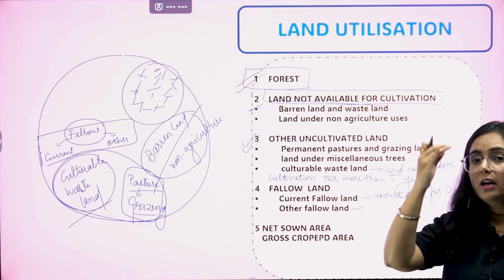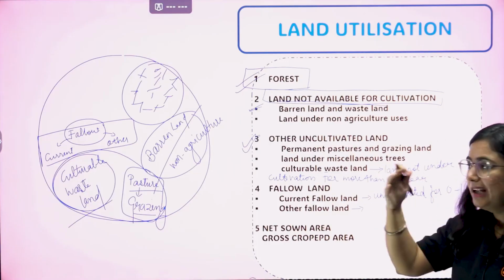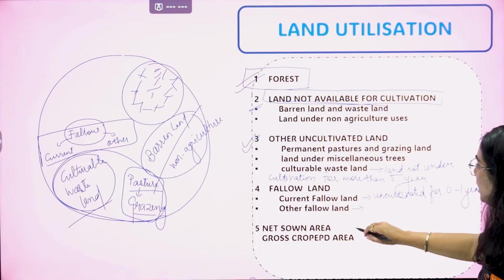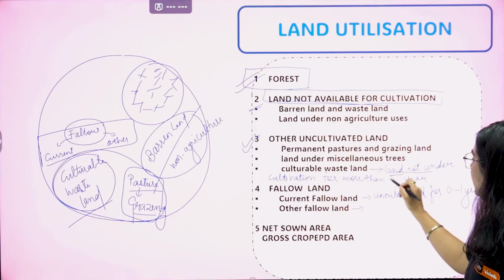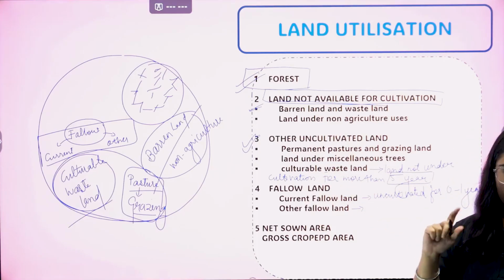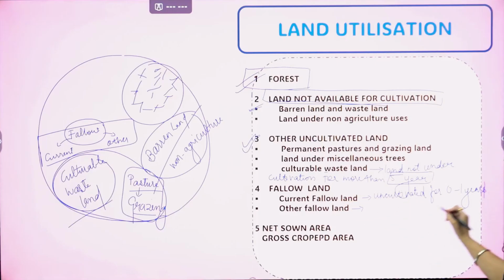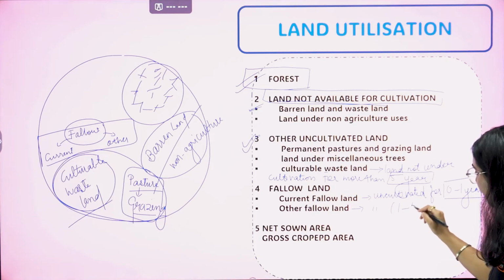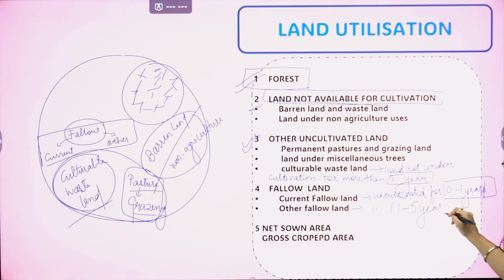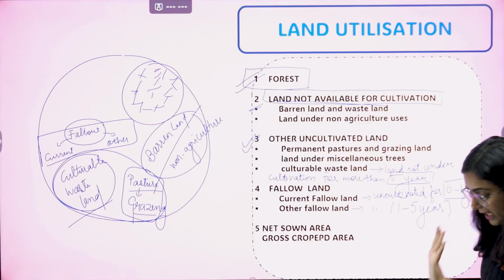Okay, the other fallow land. Now, lighten your mind, you need to just light the bulb here. This culturable wasteland is uncultivated for how many years? For more than 5 years. Current fallow land is uncultivated for less than 1 year. So, other fallow land is uncultivated for 1 to 5 years, and this is very important. Did you get this point?